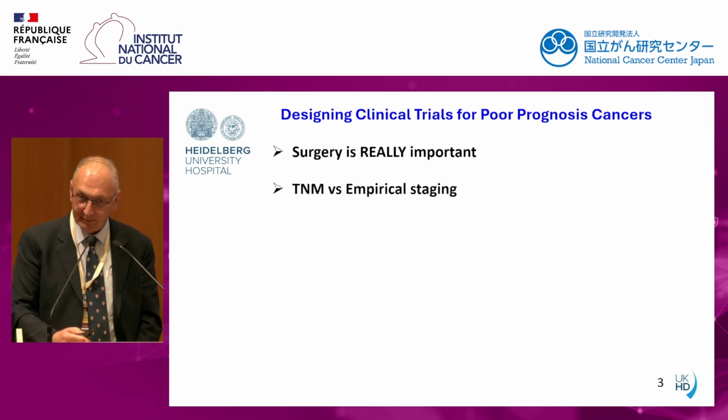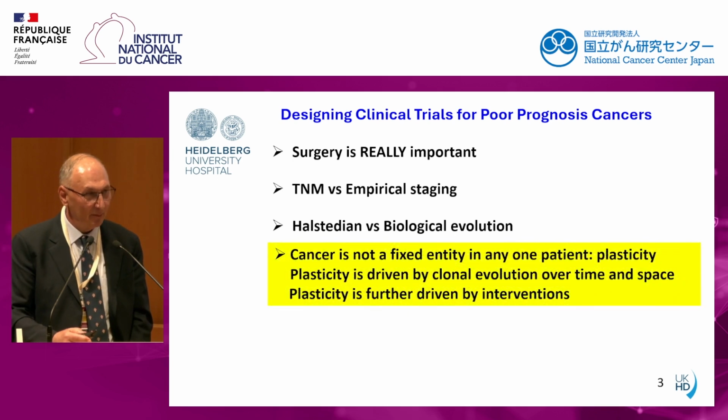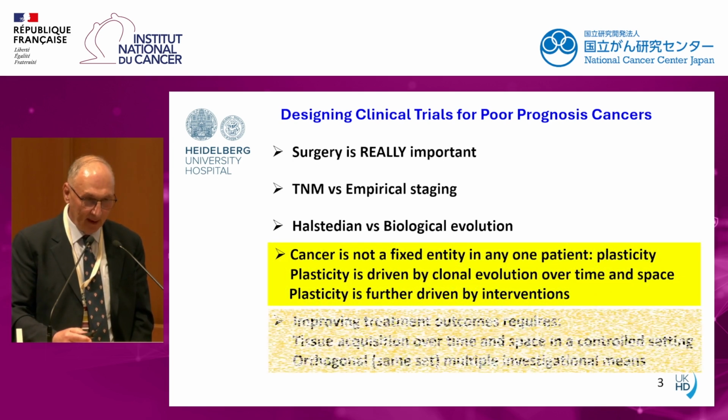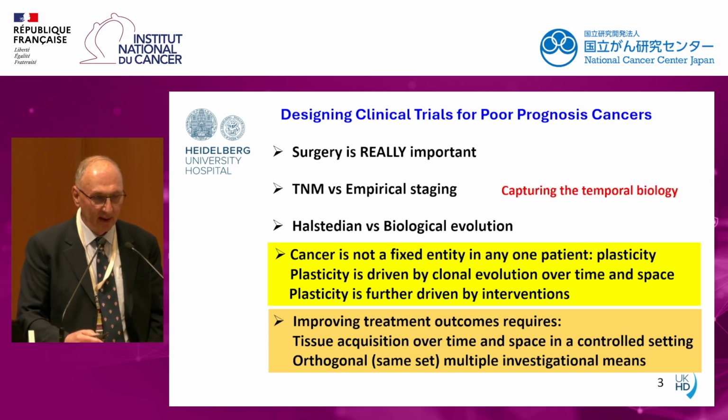Surgery is really important. We're talking about surgical trials. We need to contrast TNM staging with empirical staging. We need to contrast the Halstedian concepts of cancer evolution versus biological evolution. And this is my talk, really, that I'm going to give.